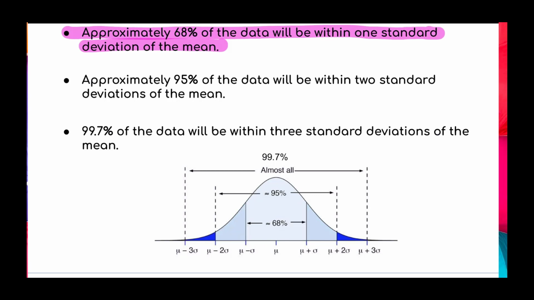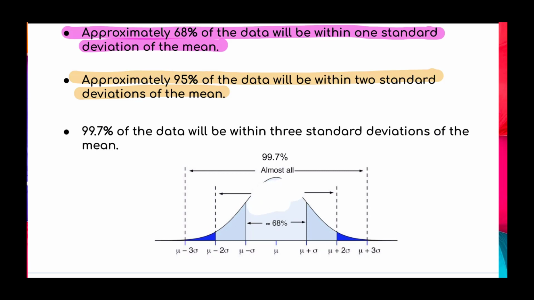is that approximately 95% of the data will be within 2 standard deviations of the mean. So from the mean, if I go up 1 standard deviation, 2 standard deviations, I'm right here. If I go down 1, 2 standard deviations, I'm right here. So if I add 2 standard deviations and get a value and subtract 2 standard deviations and get a value, between those 2 values, that's approximately 95% of all the data.